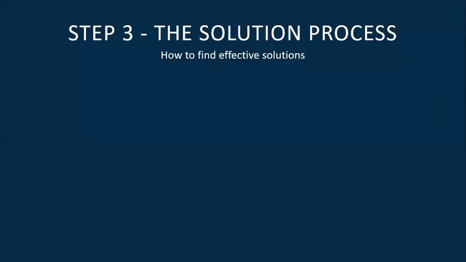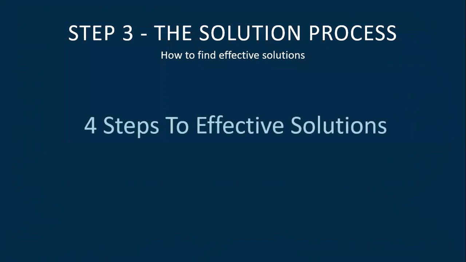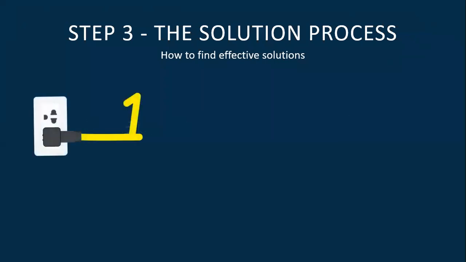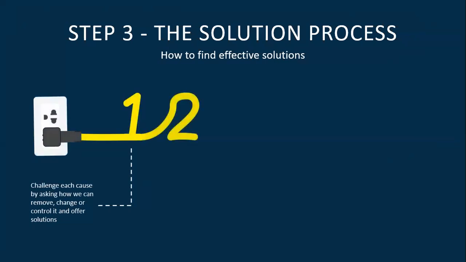So we've done our analysis, we've created our cause and effect chart, so now we're ready for the solution process. So how do we find effective solutions? We have 4 simple steps. The first is we're going to challenge each cause by asking how we can remove, change, or control it, and we're going to offer up all the possible solutions that we come up with.